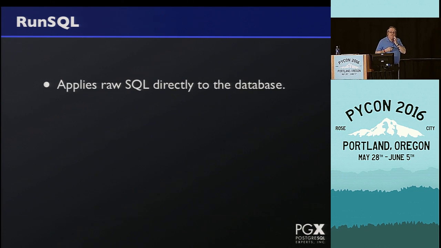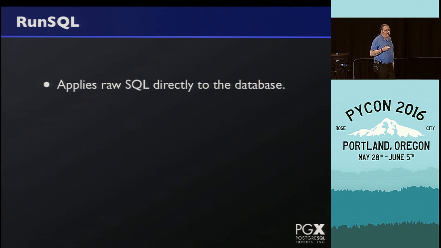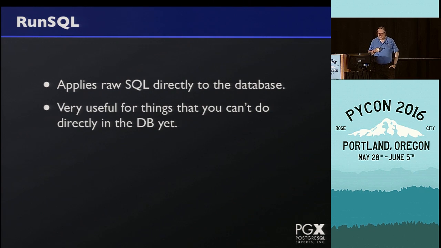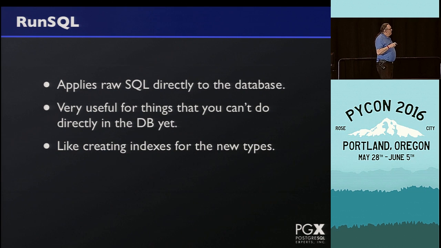The RunSQL operation applies raw SQL directly to the database. The whole thing, and at this point you might be thinking, isn't that exactly why we had migrations, so we didn't have to do that? And the answer is yes, but to take full advantage of some of these features, you do still have to send some raw SQL down. Specifically, a lot of the new stuff, to create indexes for it, you're going to need to write a little bit of SQL. That's okay. It won't hurt. It doesn't bite.